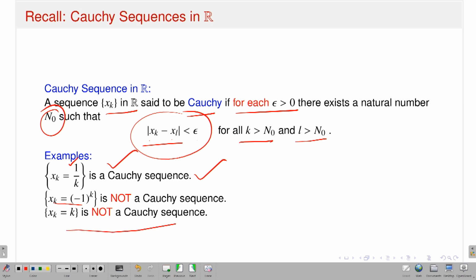This is also not a Cauchy sequence. What kind of sequence is it? It is 1, 2, 3, 4. So what is the difference between any two consecutive terms? It is 1. So I cannot make this arbitrarily less than epsilon for all k greater than or equal to some n naught. This is not possible because you have a fixed distance between any two consecutive terms. Therefore it is not a Cauchy sequence. Or you can also say that it is not convergent and hence it is not Cauchy.